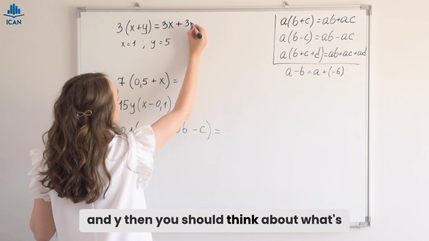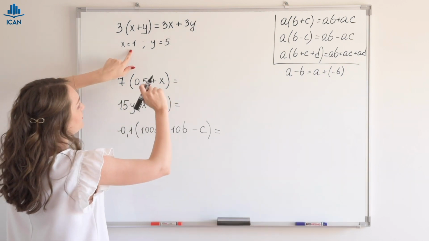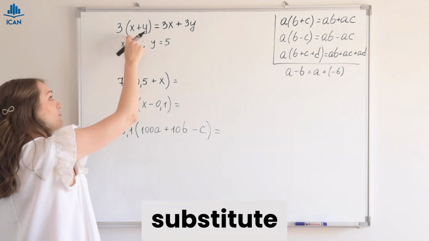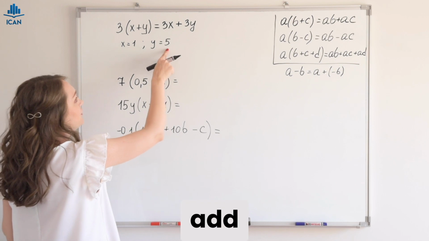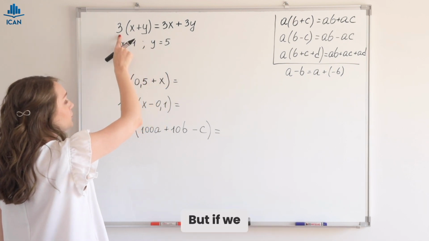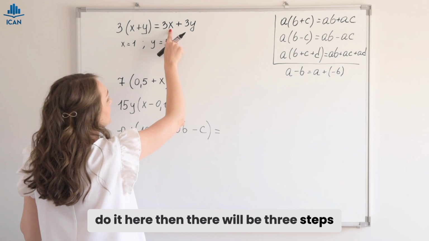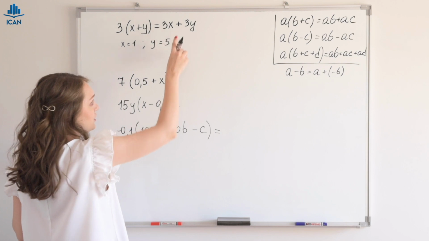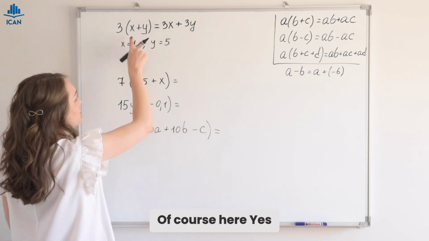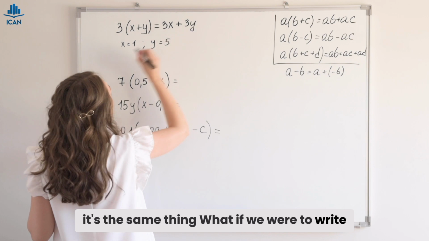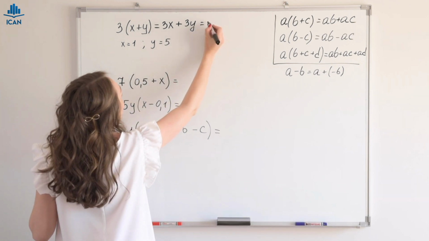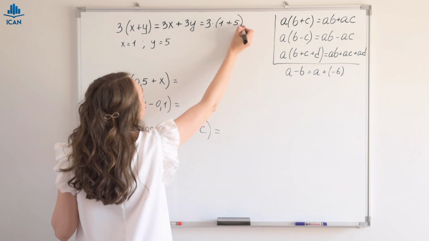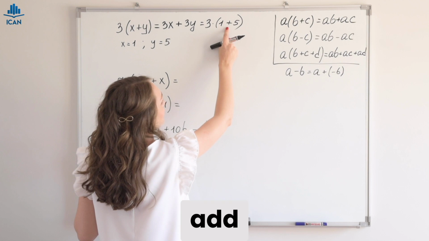But if we're given x and y, then you should think about what's easier for you. If I substitute x and y here, then first we'll add, then we'll multiply. But if we do it here, then there will be three steps: multiply, multiply, add, which is more effective. What if we were to write it like this? 3y times (1 plus 5), substitute. Yes, first we add.